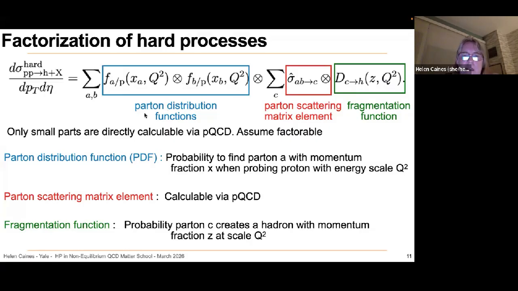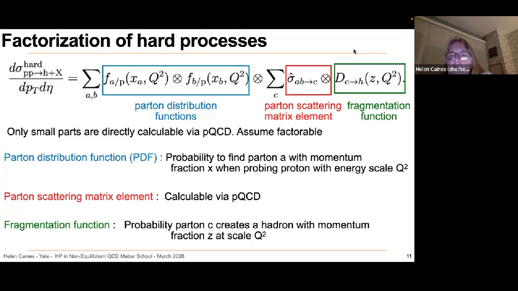So we have the parton distribution. This is not calculable by pQCD, it's only measurable experimentally. The parton scattering matrix element is the only part of this equation that actually is calculable by perturbative QCD. And then you have the fragmentation functions. Both the green and the blue term have to be measured by experiments.